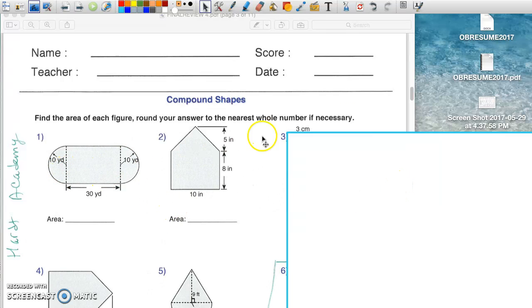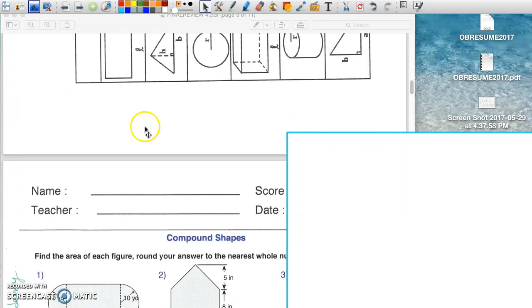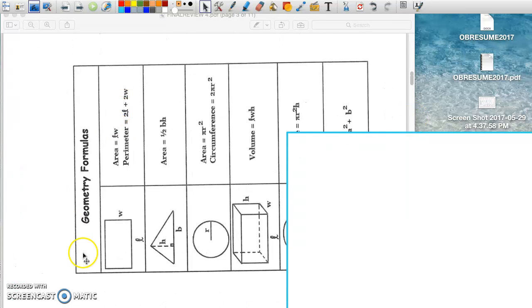What's the formula for the rectangle? If you don't remember, here's your rectangle. Area is length times width. What's the formula for the area of a circle? Pi times radius squared. Let me write those down. For the rectangle, length times width, and for the circle, pi times the radius squared.